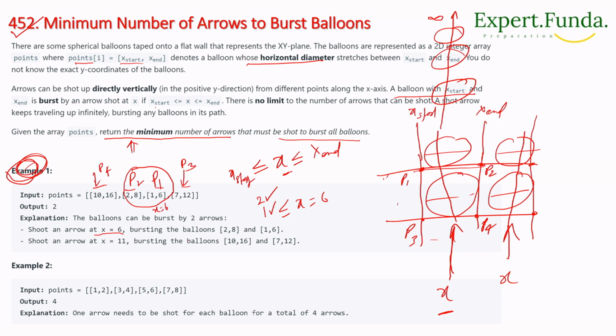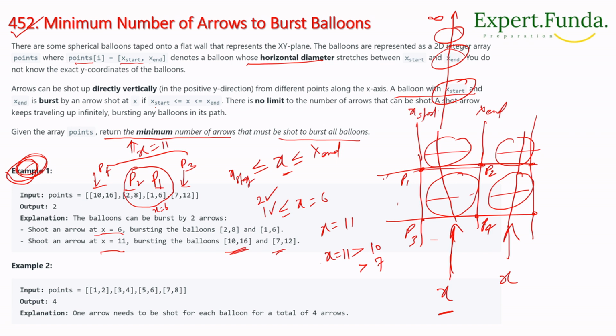Okay, when we take x equal to 11 here, then we can choose x equal to 10 and 7, because x equal to 11 is greater than 10 and greater than 7, right? And that's why we can choose p3 and p4 here at x equal to 11, right?